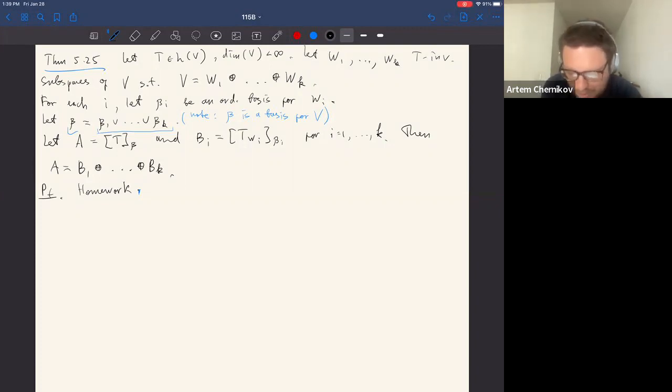Here we see also for the matrix representation, we have this nice way to calculate the matrix representing T if we know the matrices for its restrictions to subspaces. Okay, so the moral of all of these arguments is always the same.